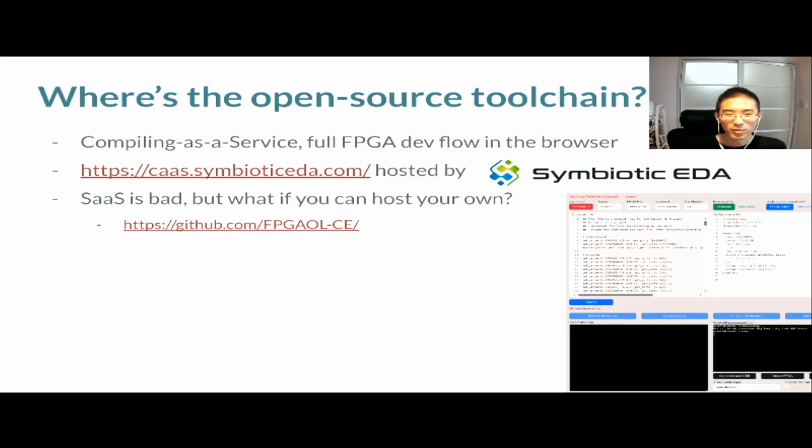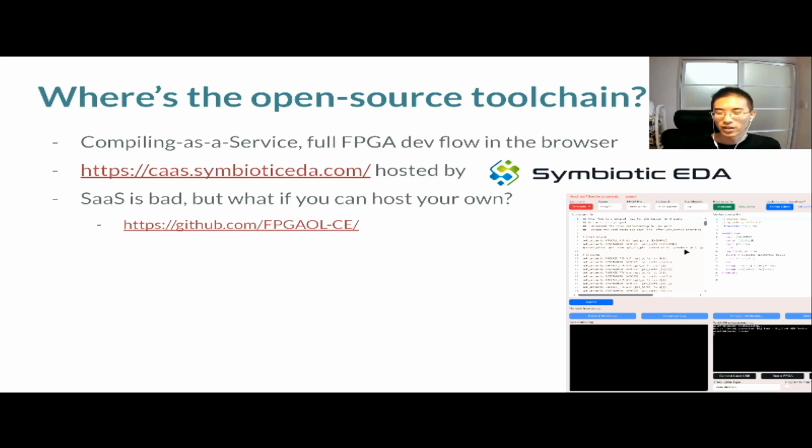Previously, I was just demonstrating the platform, but actually we have another standalone website called Compiling as a Service, which is a full FPGA development flow in the browser, hosted at this URL by Symbiotic EDA. We all know SaaS is sometimes kind of annoying, but I think it's okay if you can host whatever you want on a custom website. The front end and back end of this website are all open source at this place.